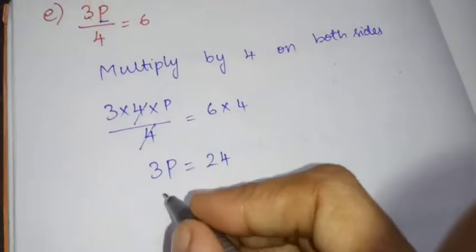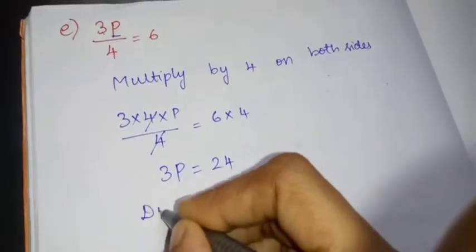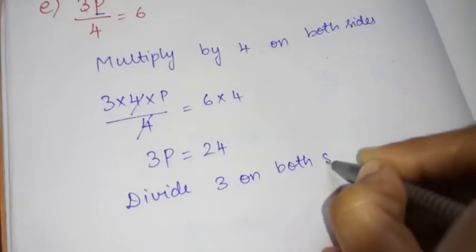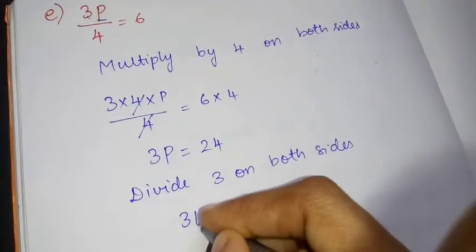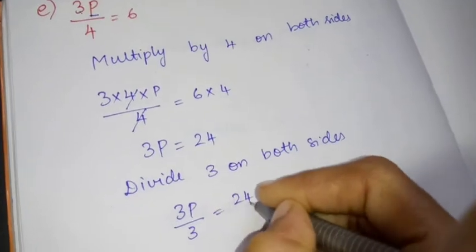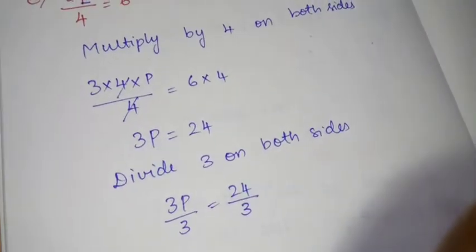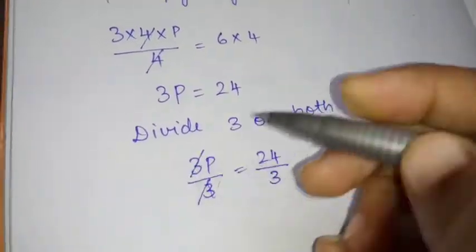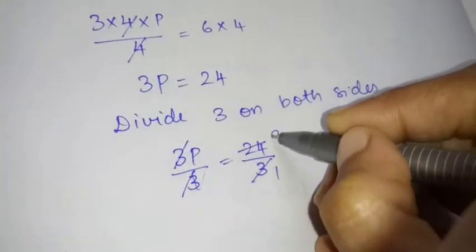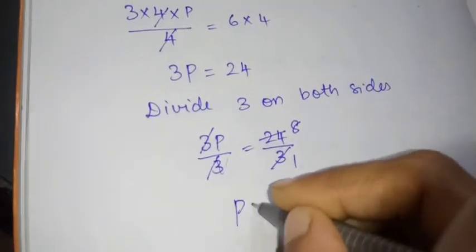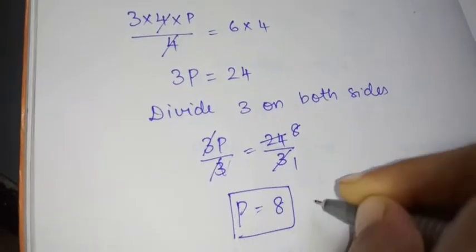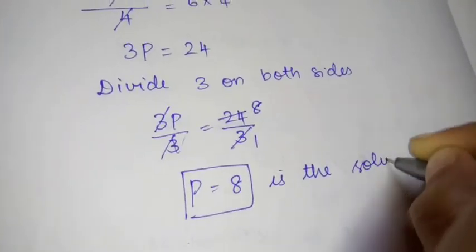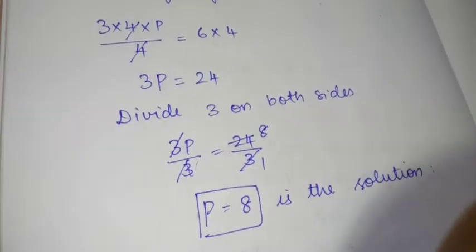Then I have to remove this 3, so divide by 3 on both sides. So what will it become? 3P divided by 3 is equal to 24 divided by 3. So 3 will get cancelled. 3 1s are 3, 8 3s are 24. So what is the P value? 8 is the solution. P is equal to 8 is the solution.